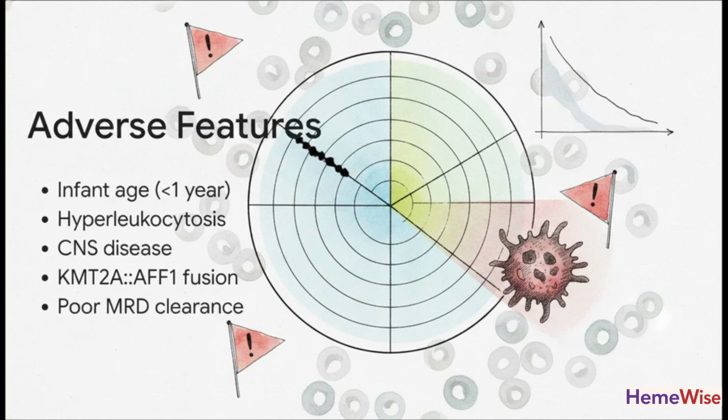Because of this aggressive phenotype, our treatment is heavily dependent on tracking minimal residual disease, or MRD. We have to track it down to a deep sensitivity of 1 in 10,000 cells using flow cytometry or PCR. If you see persistent MRD, that is a massive red flag. It predicts an extremely high relapse risk and usually prompts an immediate conversation about allogeneic stem cell transplant.